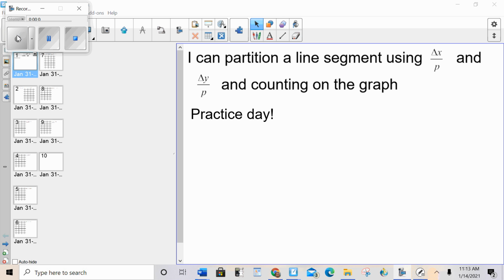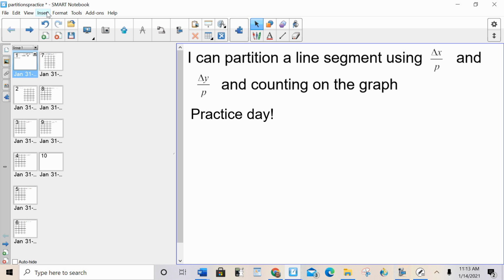Hello everybody, today I can partition a line segment using delta x over p and delta y over p and counting on the graph. Practice day. So we recorded a lesson already on this topic, but I am going to give you another day to practice, and that's what this is going to be. This is going to be a relatively short video because I already taught it to you, but I'll go over one or two of them so you can see it again if you'd like, and then you're going to practice on your own.